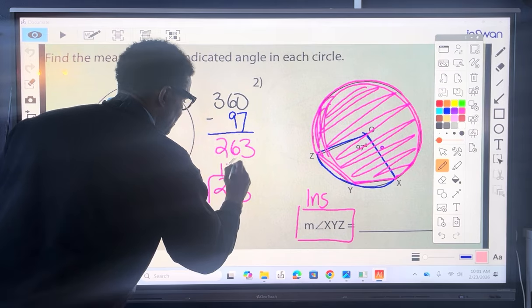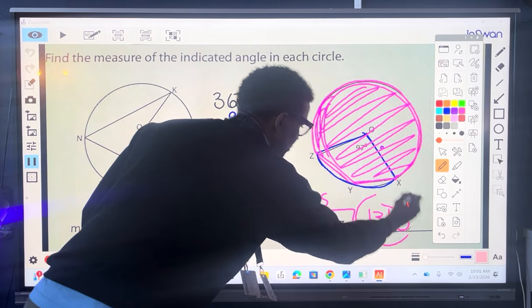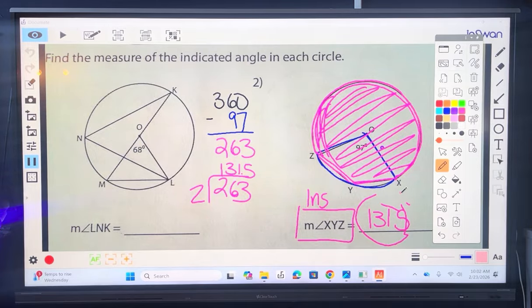131 point something. Let me double check that, chat. Your answer should be 131.5. Let me double check. Could be still 64. I didn't think it would have been even wrong. I'm not gonna keep wrong.